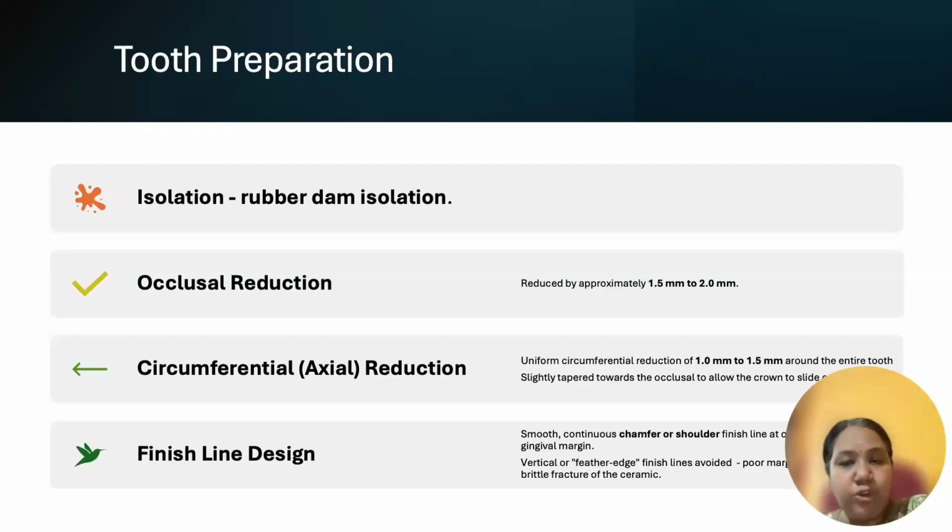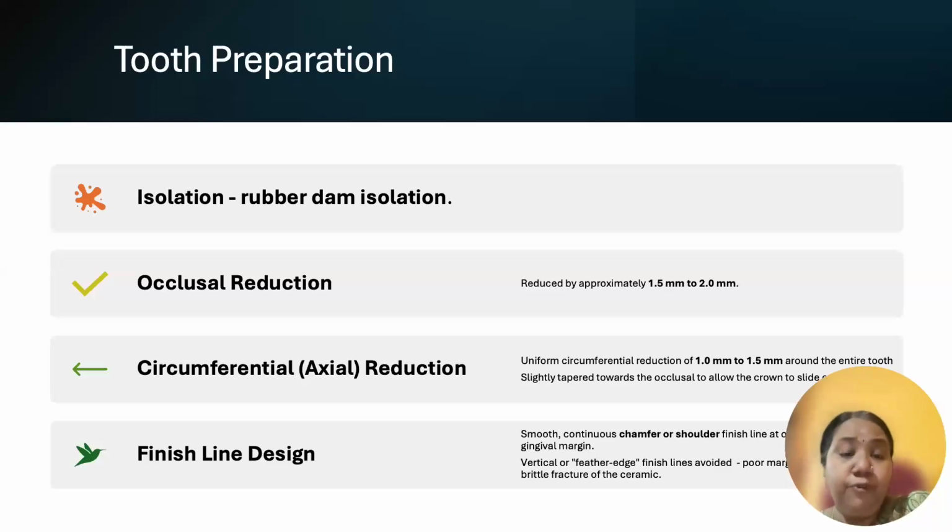So next we will move on to preparation for zirconia crowns. Remember, rubber dam isolation is an ideal way of isolating the tooth for a zirconia crown. Next is when we will do the occlusal reduction. Up to 2 millimeters of occlusal reduction is required, because remember, zirconia crowns, unlike our stainless steel crowns, have bulk. So ensure that there is sufficient bulk for the rigid ceramic material to withstand masticatory forces without fracturing. So at least 2 millimeters of occlusal reduction is required.